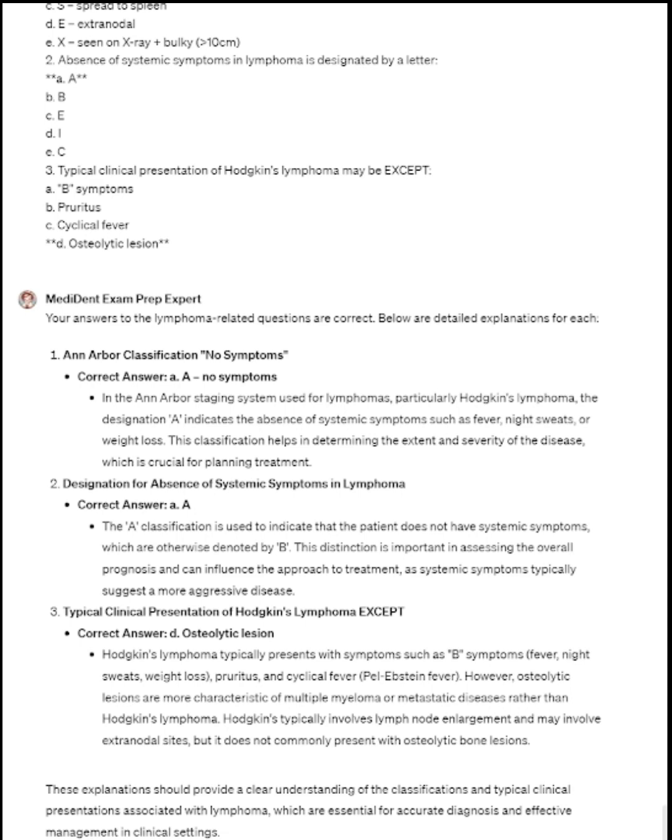lesions. These explanations should provide a clear understanding of the classifications and typical clinical presentations associated with lymphoma, which are essential for accurate diagnosis and effective management in clinical settings.